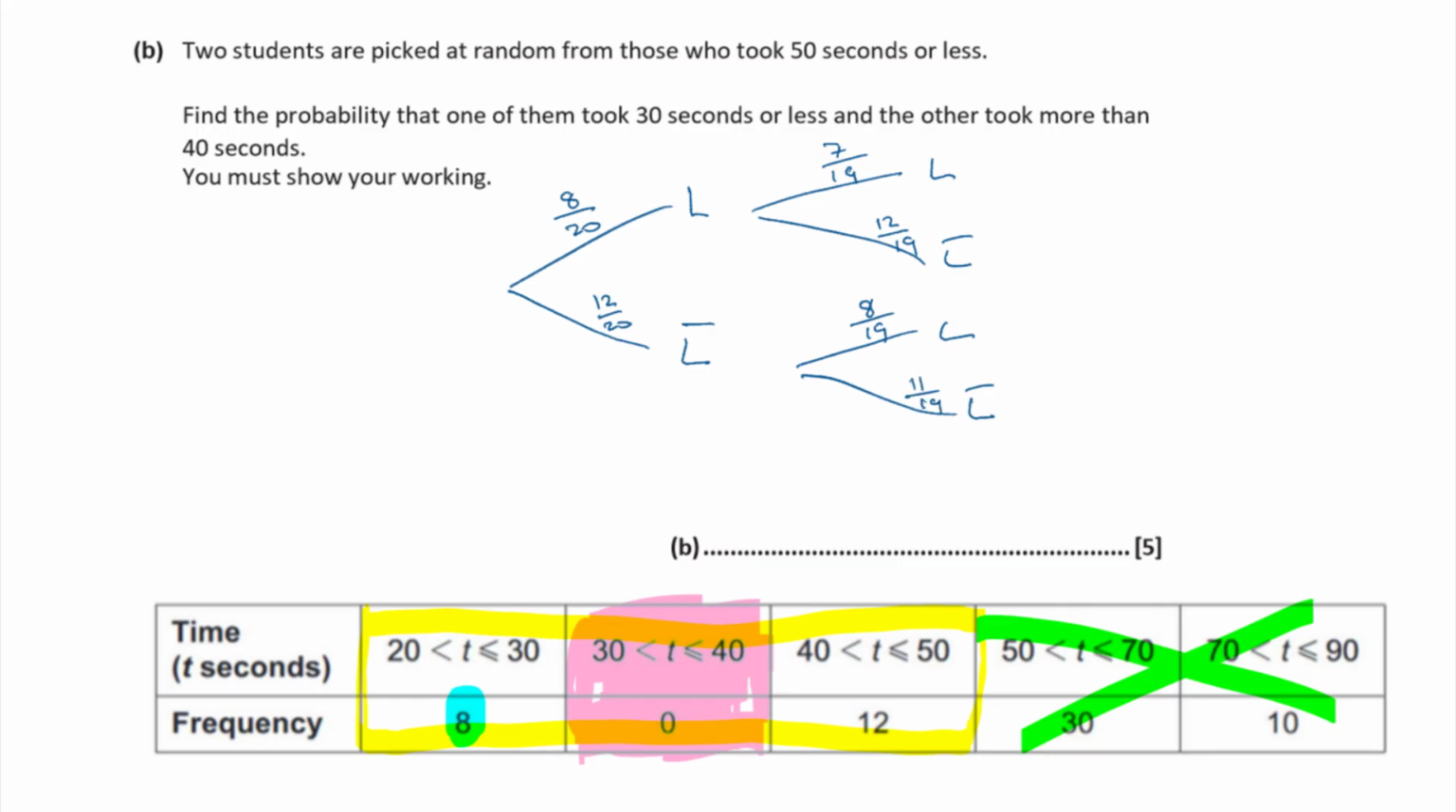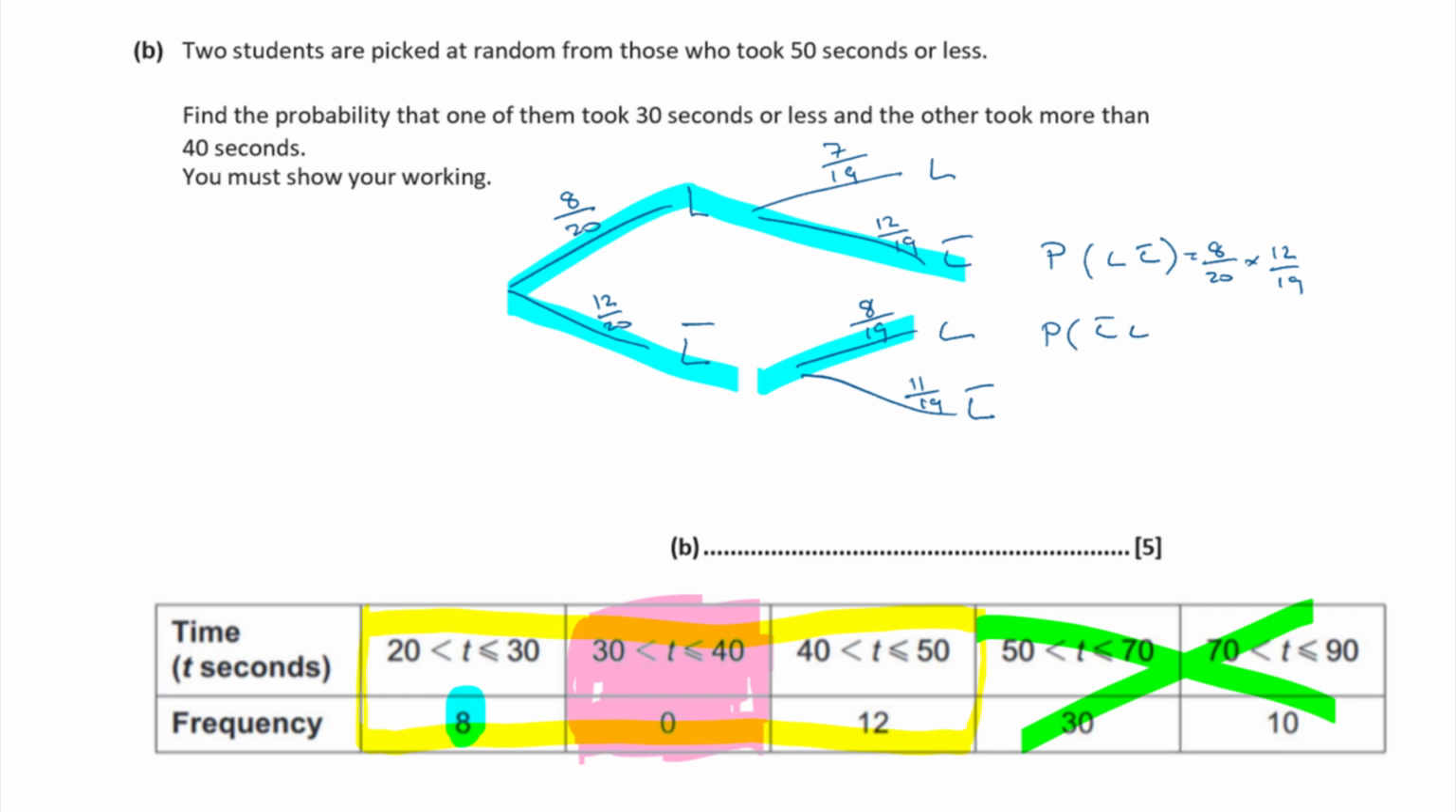Okay, so find the probability that one of them took 30 seconds or less and the other took more than 40 seconds. So that means they can either go the less, not less route, or they can go the not less, less route. Either of those are the outcomes that we're looking for. So what is the probability of less, not less? That's going to be 8 over 20 times 12 over 19, and the other route is going to be the probability of not less, less, which is 12 over 20 times 8 over 19.